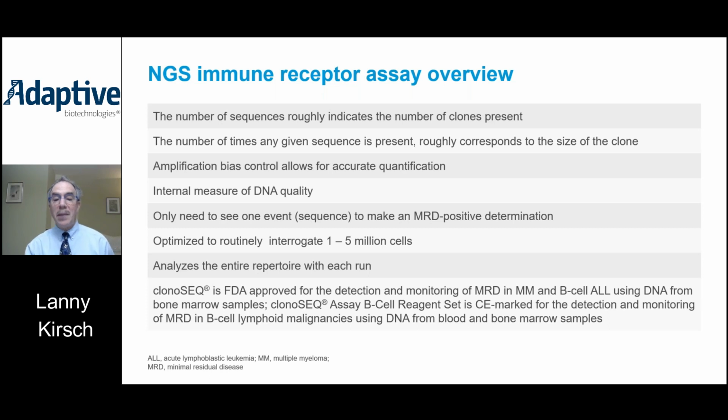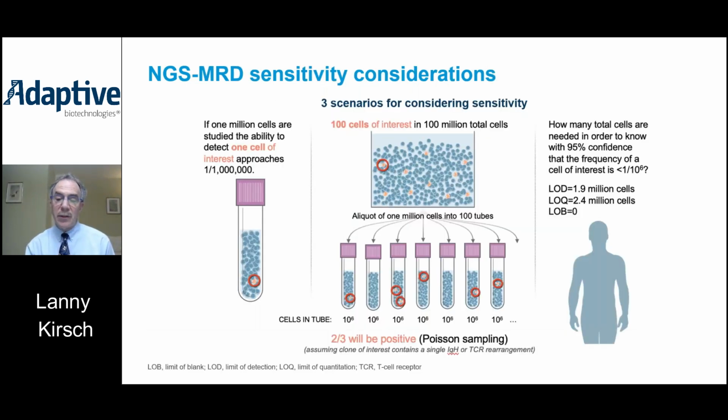And the clonoSEQ assay B-cell reagent set is CE marked for the detection and monitoring of MRD in B-cell lymphoid malignancies using DNA from blood and bone marrow cells. So what is the sensitivity of this method? In fact, the sensitivity is only a function of the number of cells that are analyzed in the reaction.